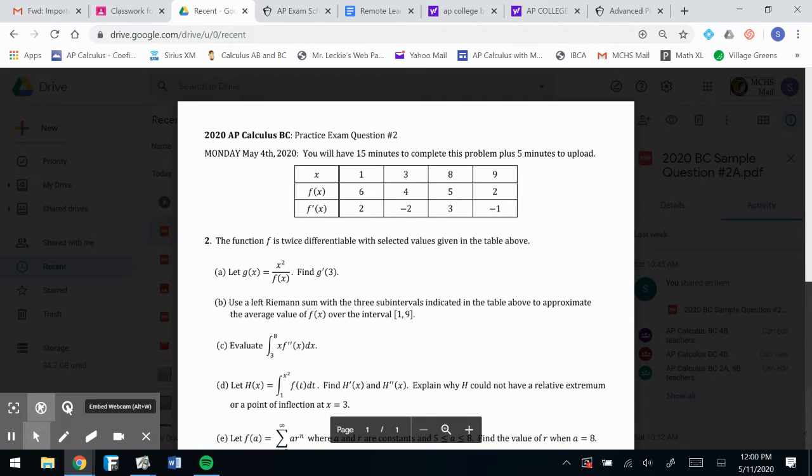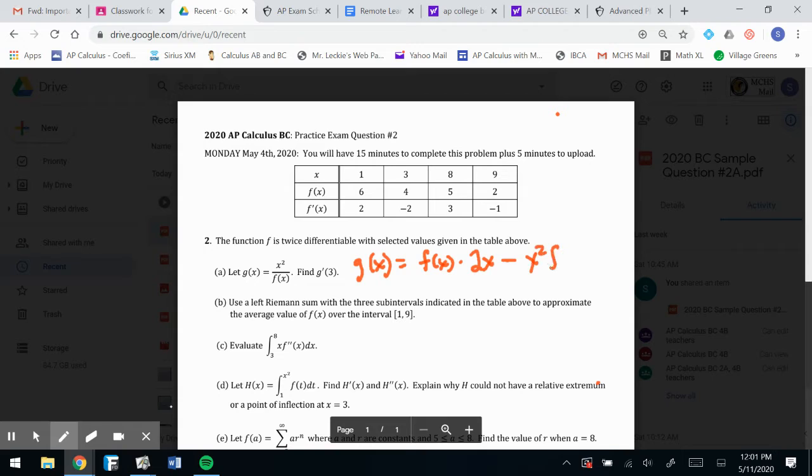Okay. Let g of x equal x squared over f of x. Find g prime of 3. Hopefully you've worked on these already and you're just checking your answers. This is just a quotient rule, which is the low times the derivative of the high minus the high times the derivative of the low, all over low squared. Then you do g prime of 3, so you put a 3 in for all of those.